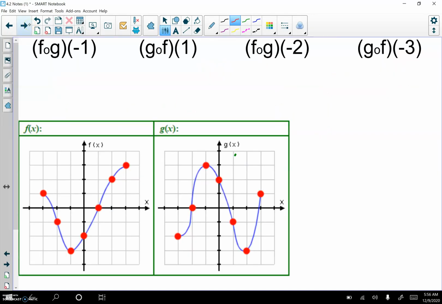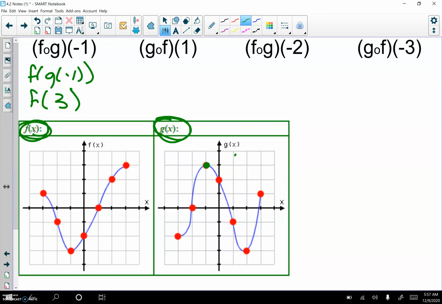Now we're going to get to some fun stuff, some graphs here. So the first graph here, I'm trying to find f of g of negative 1. So I'm going to go to my g of x graph. And when the input is negative 1, the output is at 1, 2, 3, right there. So g of negative 1 is 3. Now f of 3, I'm going to go to my f of x. I'm going to drop in a 3 for x. And when x is 3, the y is at 3. So my final answer is 3 there.